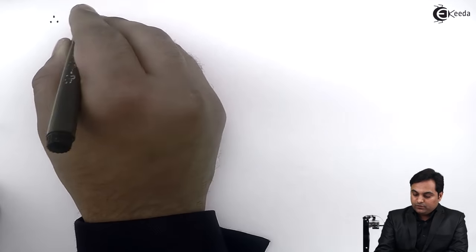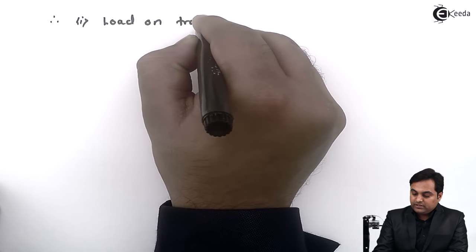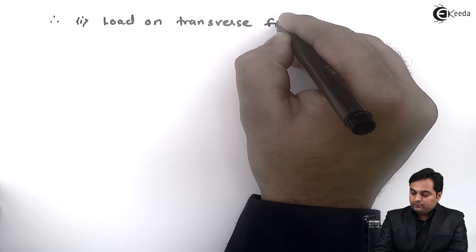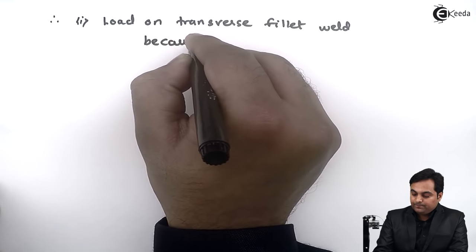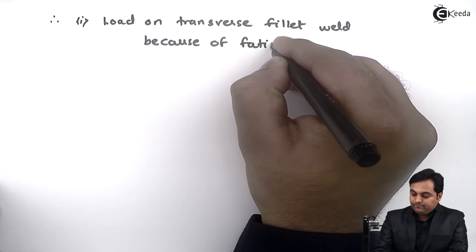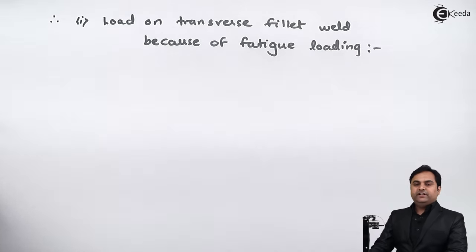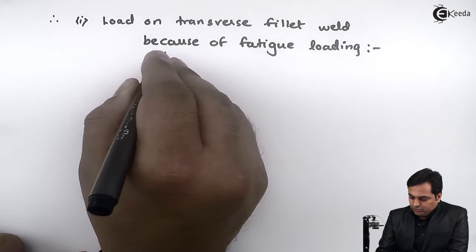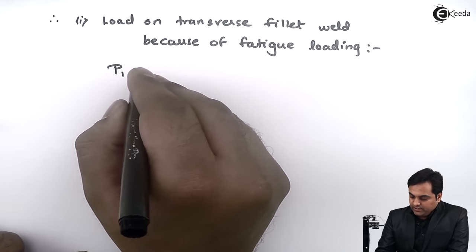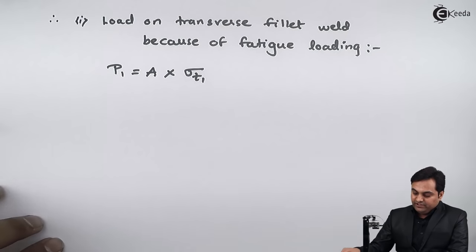Now I'll say that therefore load on transverse fillet weld because of fatigue loading. Fatigue loading is like repetitive loading. The value of intensities of load will go on changing and it would be repetitive. Now therefore this load I'll denote it by P1 is equal to, again here I will be having area multiplied by tensile stress, but this will be sigma T1 considering fatigue, the value which we have got.